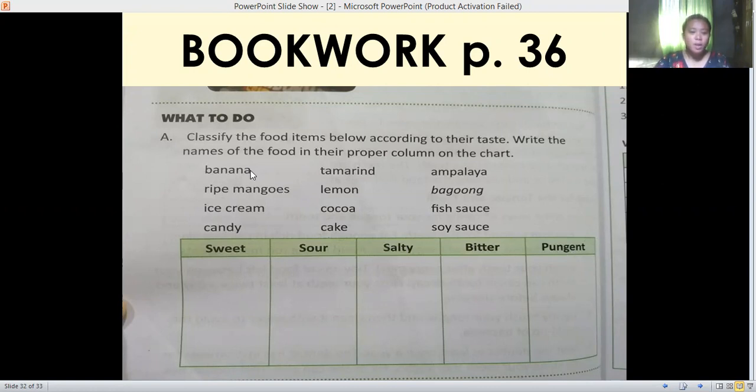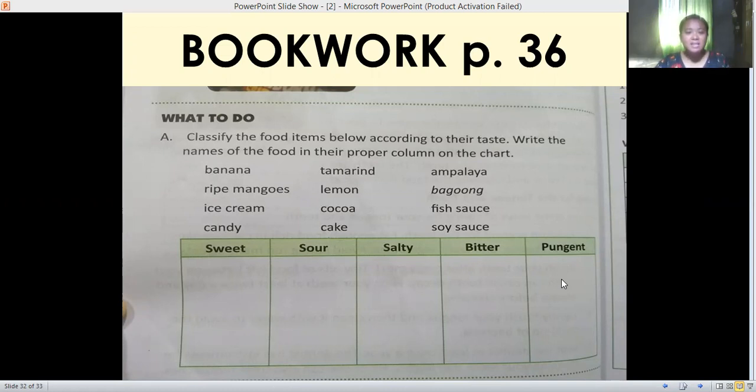Number 1, banana. Is it sweet, sour, salty, bitter, or pungent? Again, pungent has a strong smell or taste. That is the meaning of pungent. Next, ripe mangoes. Is it sweet? Write it. Sour, salty, bitter, or pungent.